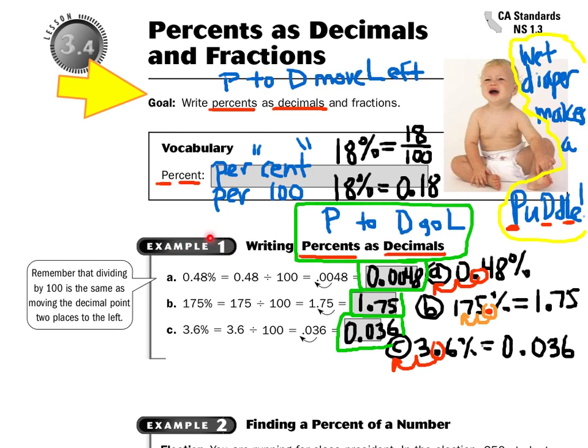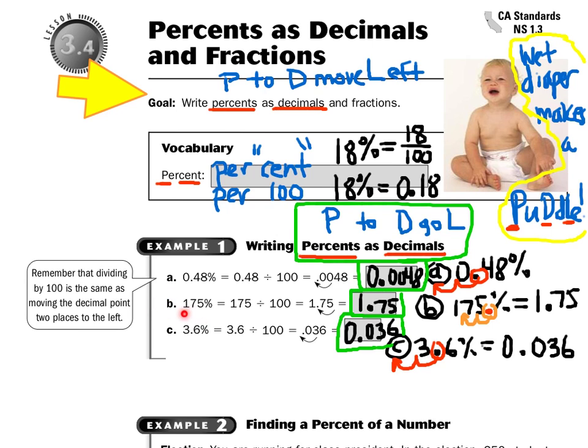So look at example 1 right here. Writing percents as decimals, go to the left. So let's say they started us off with 0.48%. And I wrote it over here. Look at A, 0.48%. Well, if I want to change the percent to a decimal, I grab the decimal point and move it 2 places to the left. So that would give me 0.0048.